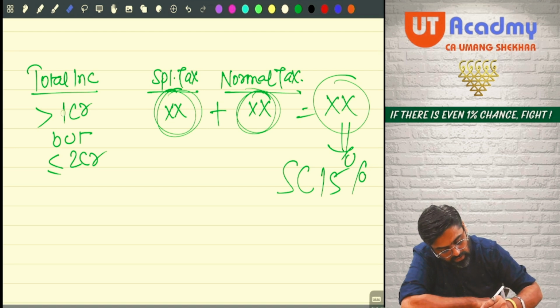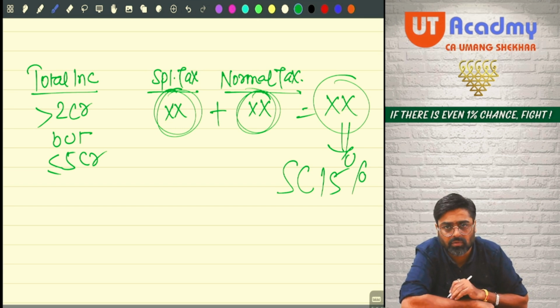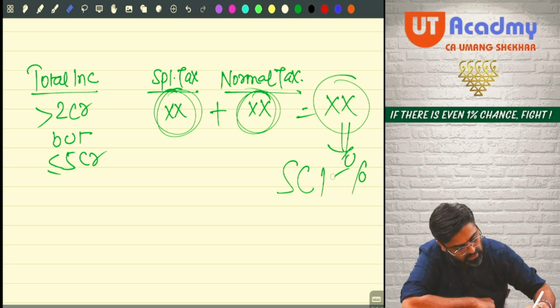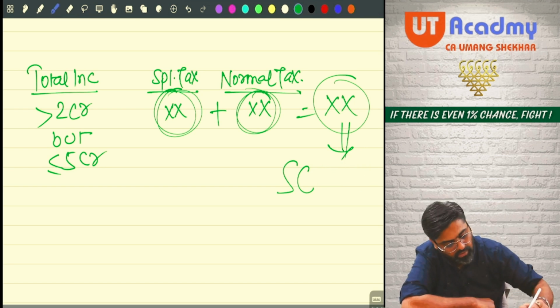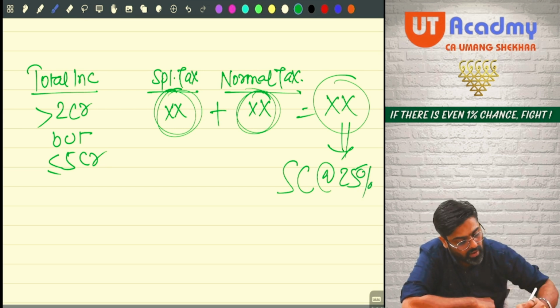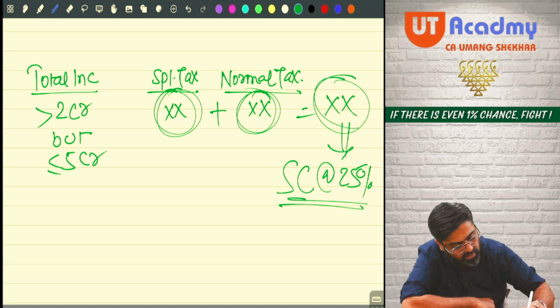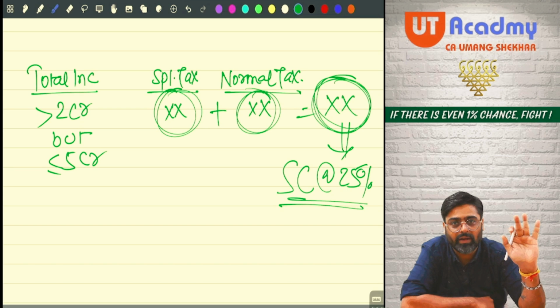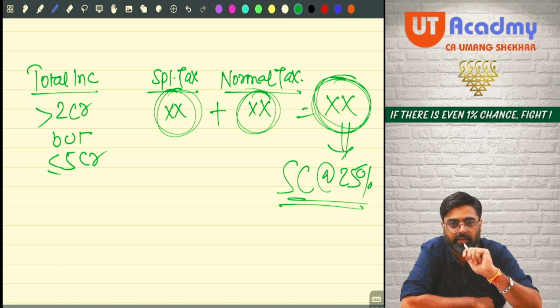If your total income is more than 2 crores, but it is not more than 5 crores, then the rate of surcharge becomes 25%. Yes or no? Now, if you apply this 25% straight away on this total, your answer will be wrong. Why wrong? I will tell you. Wait.